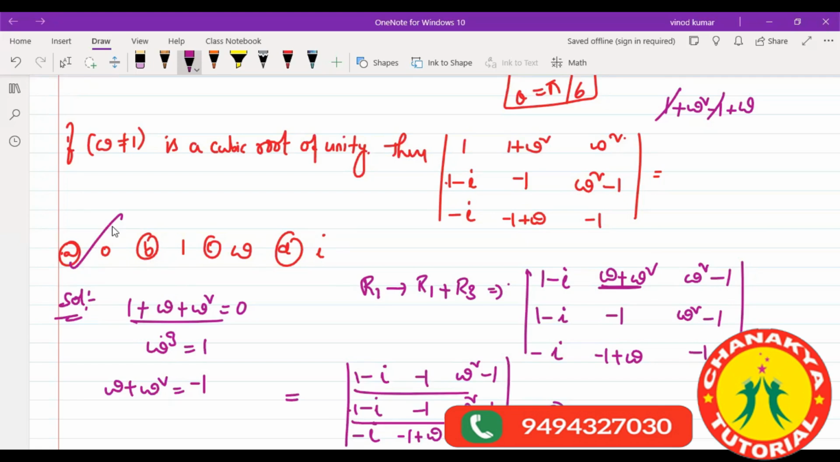We have a formula for cube root of unity: 1 plus omega plus omega square is 0. Omega cube value is 1. So omega plus omega square is minus 1.